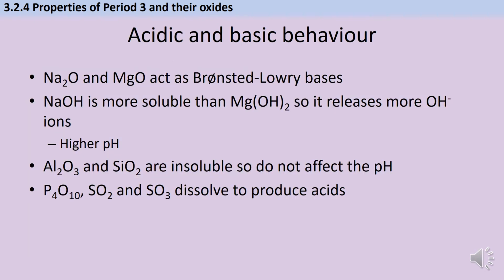To give a little bit more detail, sodium oxide and magnesium oxide are both able to act as Bronsted-Lowry bases, accepting protons or hydrogen ions in order to make hydroxides. Sodium hydroxide is more soluble than magnesium hydroxide due to a weaker electrostatic force of attraction between the two ions. Therefore, it dissolves more easily and releases more hydroxide ions, and this leads it to have a higher pH, although magnesium hydroxide is still alkaline. Aluminium oxide and silicon dioxide are insoluble, so they don't affect the pH, and phosphorus oxide and sulfur dioxide and sulfur trioxide can all dissolve to produce different acids.